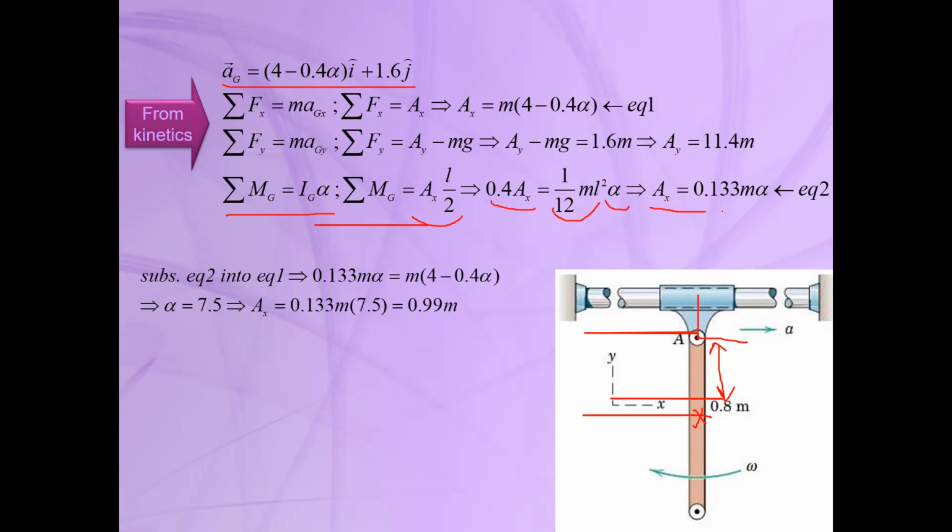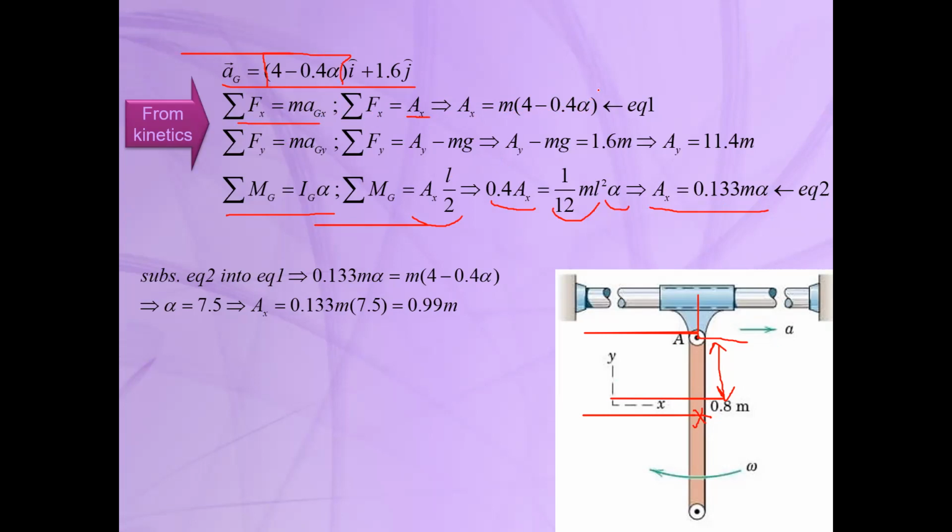So now we know the relation between AX and alpha. If you write the force equation in X direction, as you can see here in the first equation, again we only have AX in the free body diagram for the bar, and it's equal to the mass of the bar times the acceleration in X direction. The acceleration in X direction is this term, the I component. So AX is equal to m times 4 minus 0.4 times alpha.